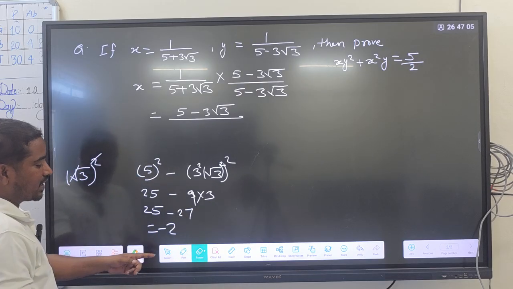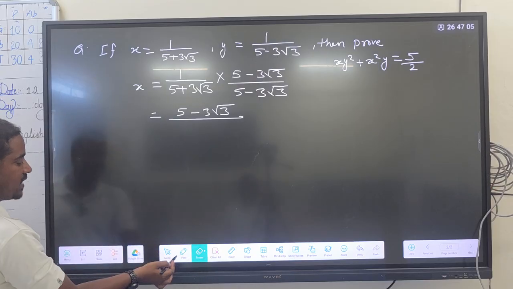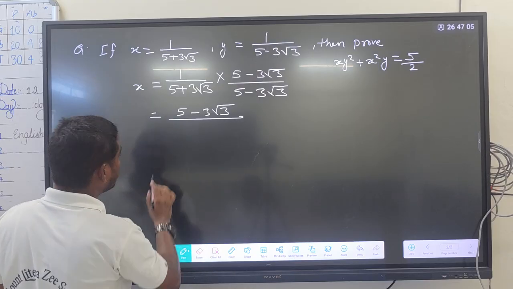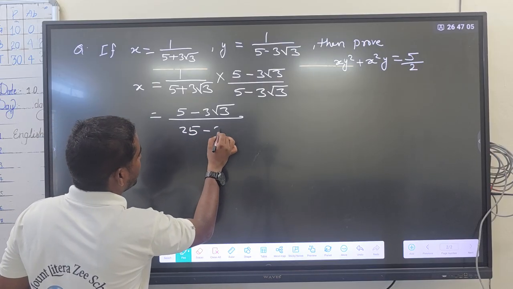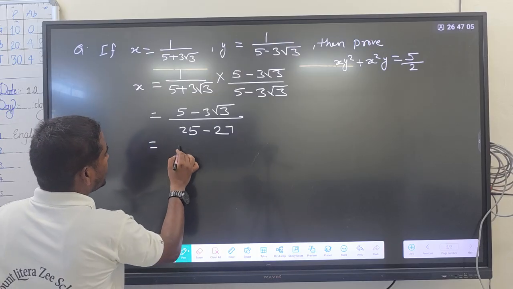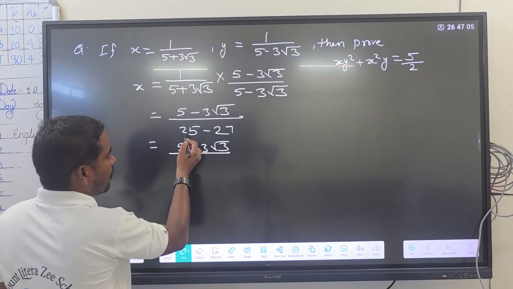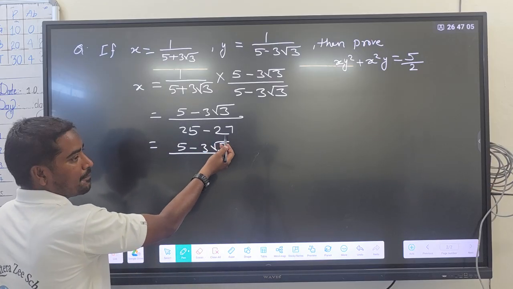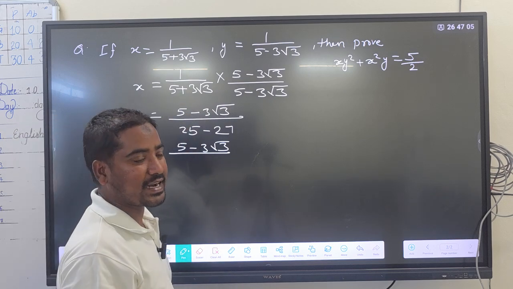I hope you are getting this calculation. So basically here directly I will write it as 5 square means 25 minus, I have already explained how this 27 will come. So here the value is 5 minus 3 root 3 upon, now when you subtract this, then the addition of integers that we have studied in 6th standard.